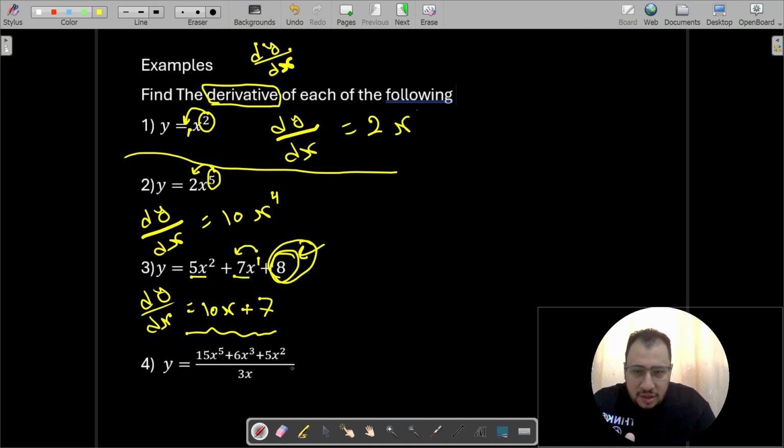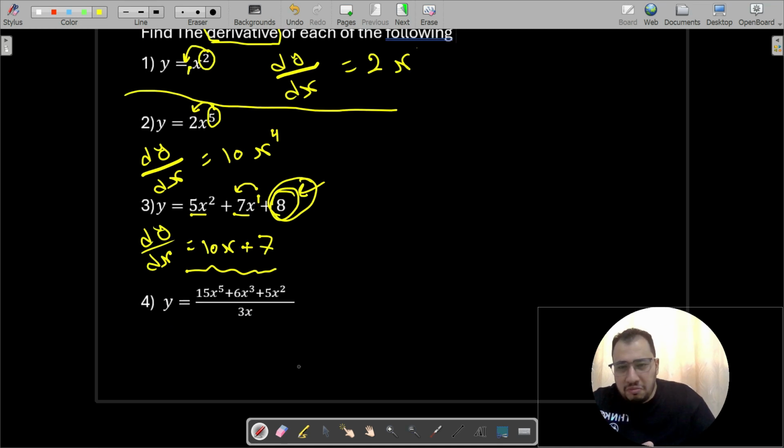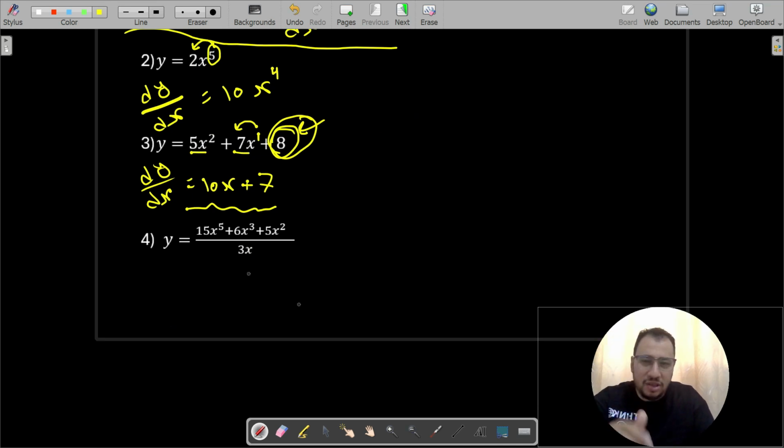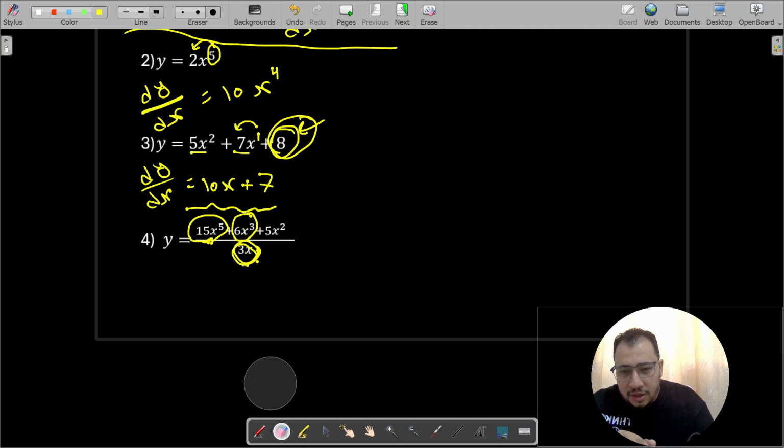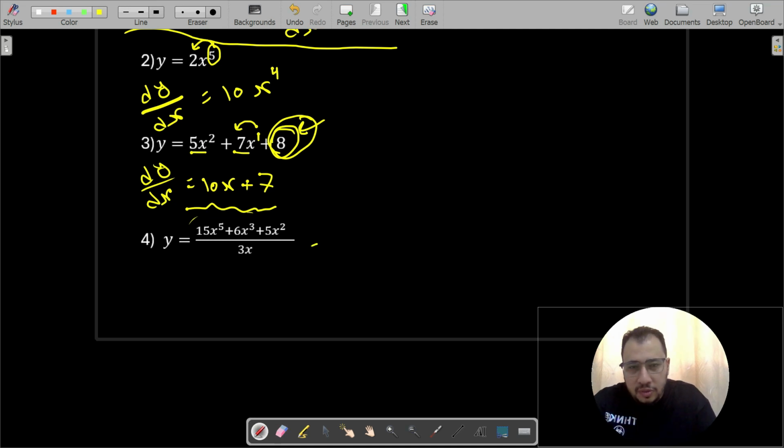Okay. What about this question here? This question looks creepy, or you didn't see it before, but actually it's a very common idea. First of all, if you have a fraction and you have many terms in the numerator, you will have to divide each term by the denominator. In other words, you will divide 15x to the power of 5 by 3x. Then you divide 6x to the power of 3 by 3x. You do that to make it easier for you to find its derivative.